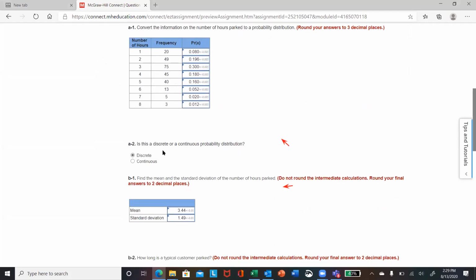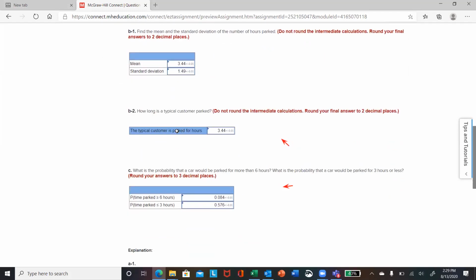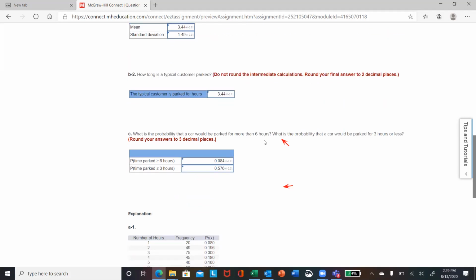Of course, these are discrete, or finite outcomes. I'll show you how to get the mean and the standard deviation again. And of course, the average is 3.44. Then they ask a couple of questions: X is either greater than or equal to 6, or X is less than or equal to 3. Those are called cumulative probabilities. Again, I'll show you in the table where I get that. So let me head on over and show you my table.